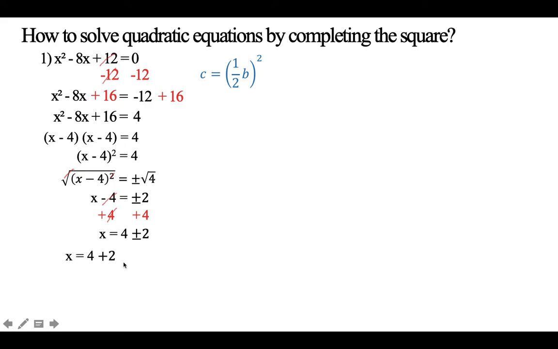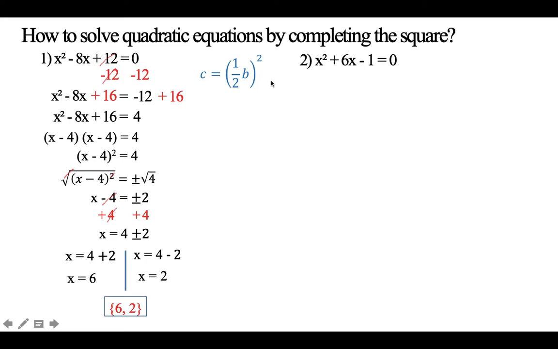So we're going to separate them. So x can be 4 plus 2, or it can be 4 minus 2. Since it is a quadratic, we have two possible values of x. So we'll solve first the left side equation. 4 plus 2 is 6. And on the other side, 4 minus 2 is 2. So the two possible values of x are 6 or 2. So that is how we solve a quadratic equation by using completing the square.